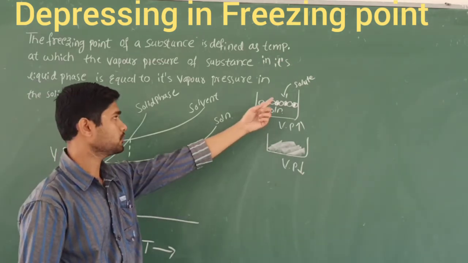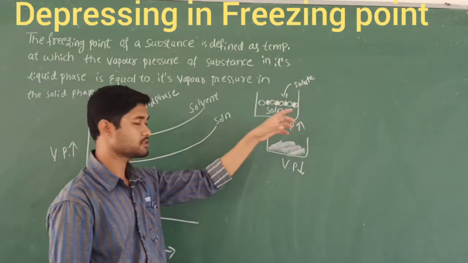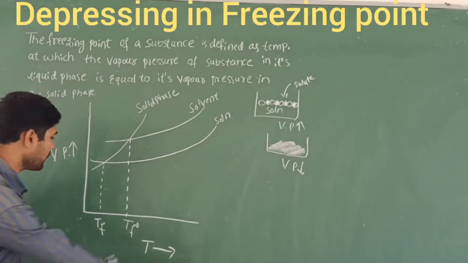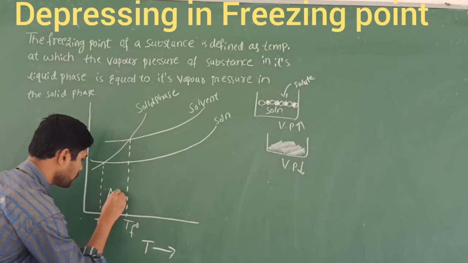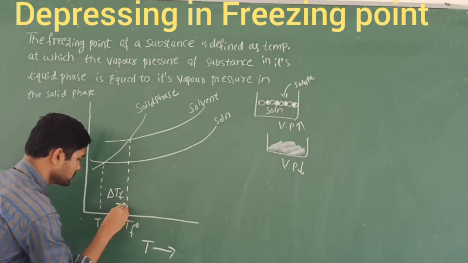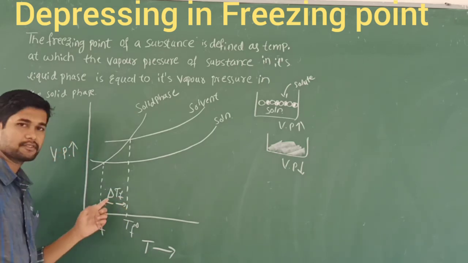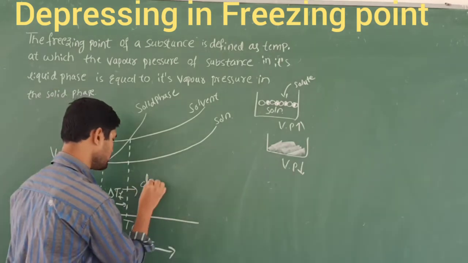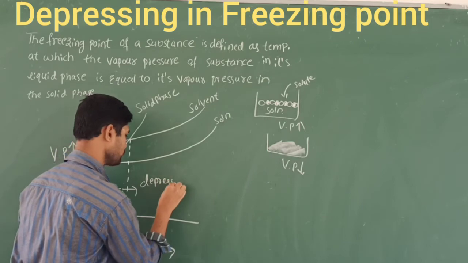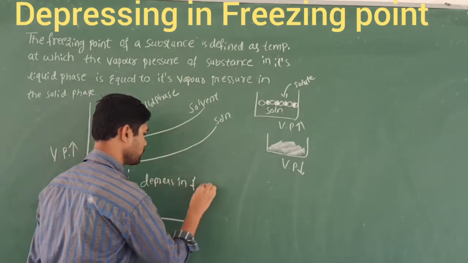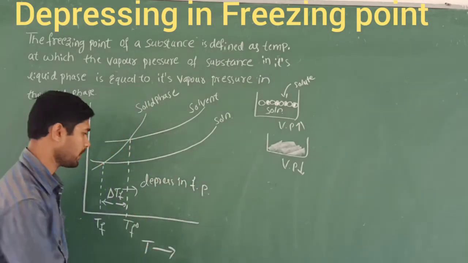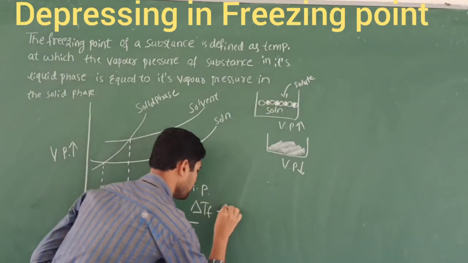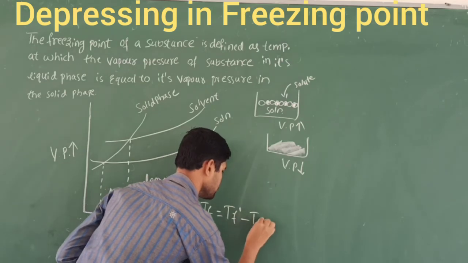Solution is when you add some non-volatile solute which is dissolved in the solvent. This is called Tf, and this difference I am going to call delta Tf. Delta Tf is nothing but the depression in the freezing point. And you know this difference, delta Tf is equal to Tf naught minus Tf.